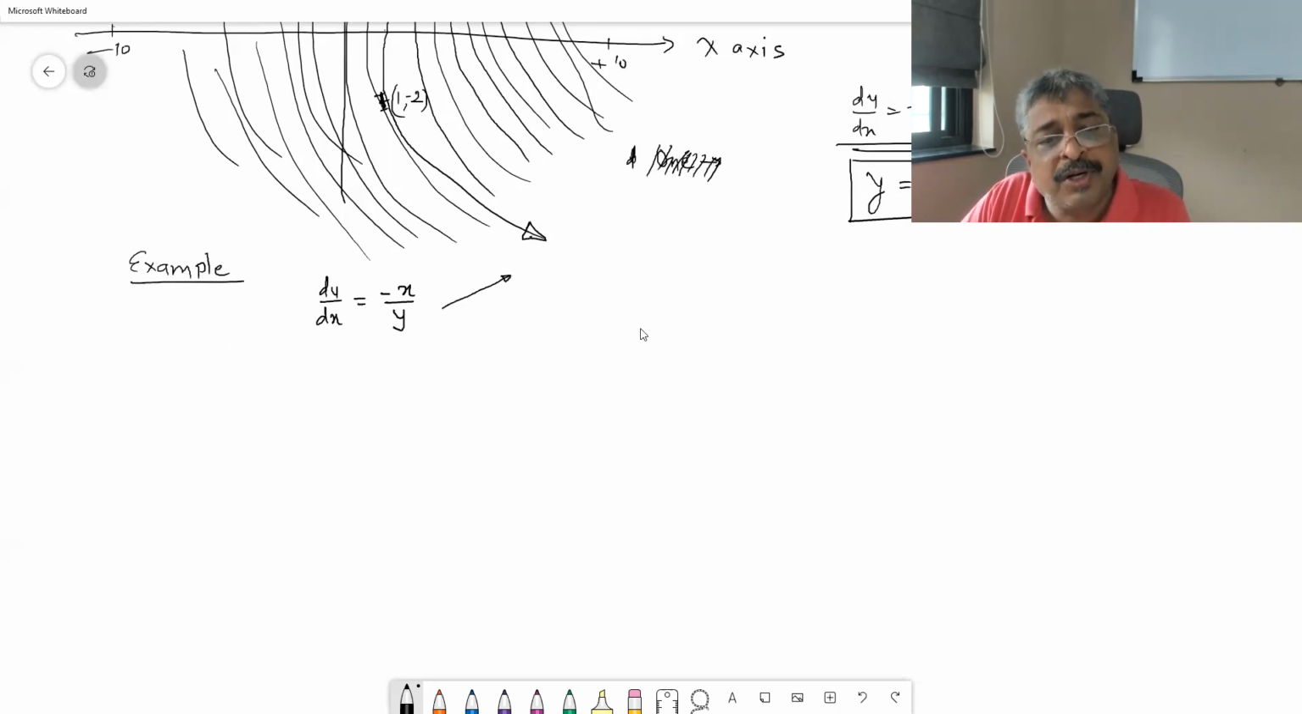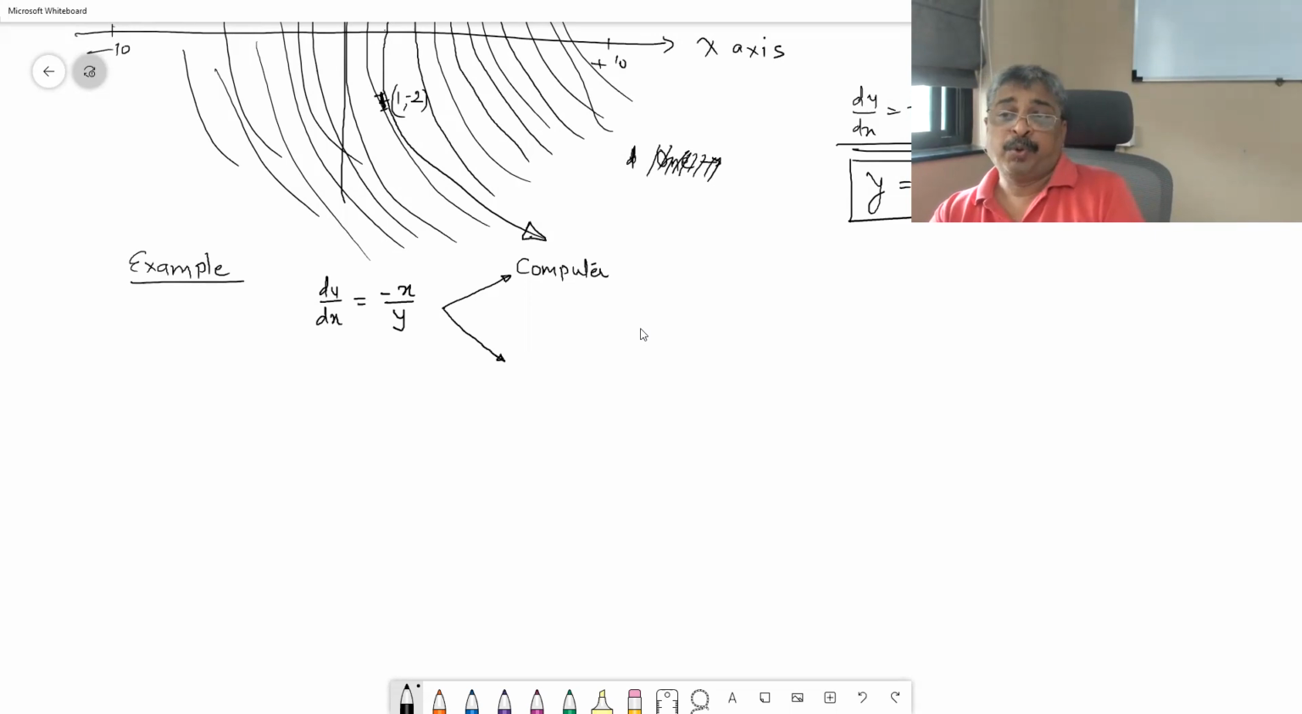If this information was given to a computer and it was asked to find the slopes at different points in the xy plane, what will the computer do? The computer will have a program to pick points, at random or with some logic, on the x-axis first: (1, 0), (2, 0), (3, 0), (4, 0). It will substitute the value here, find the slope, and give you the slope at that point.